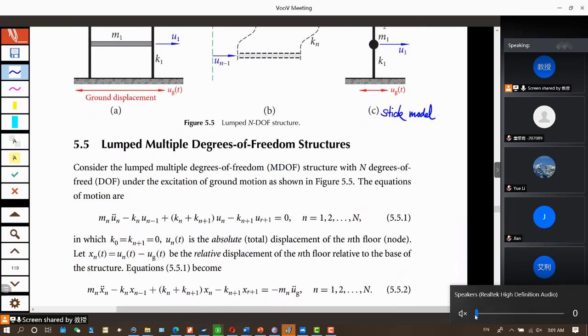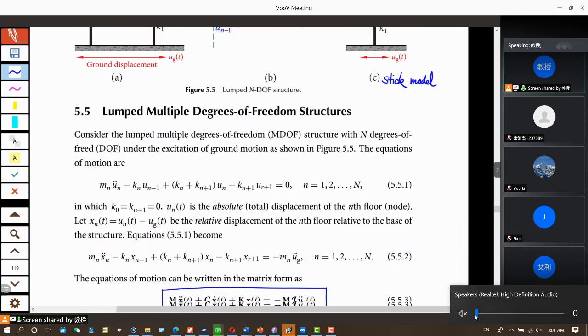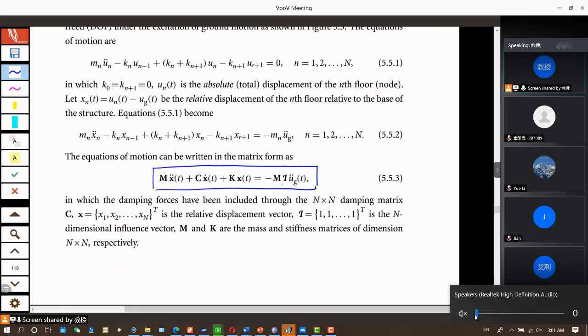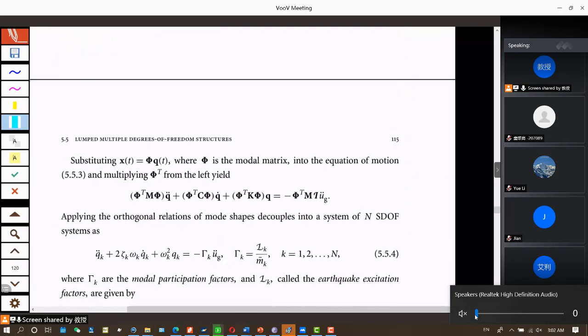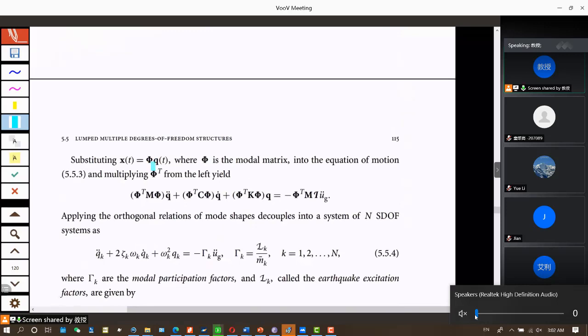So we follow the same procedure. We apply modal transformation, and we can decouple the equations, and then we have our Q equation. Gamma is the modal participation factor, and L is the earthquake excitation factor.